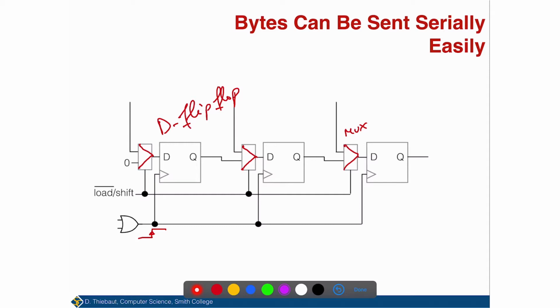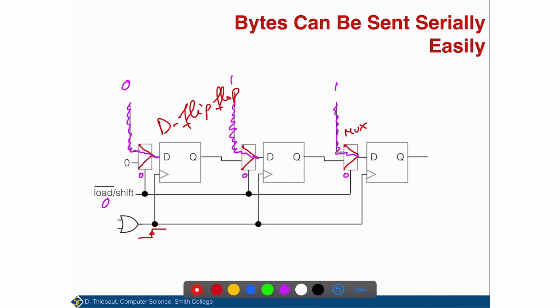If it's 0, so let's assume that this signal is 0. So the 0 is going to be replicated at the control input of all the muxes. And so what will happen is that it's whatever is on these wires up here that will be connected to the D input of the muxes. So let's assume that we have three bits like 0, 1, 1.